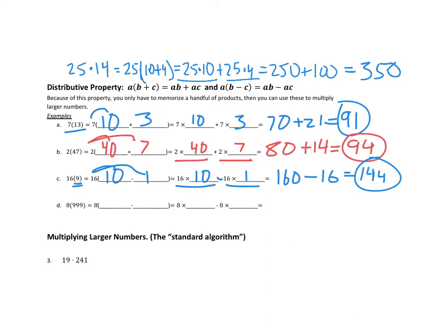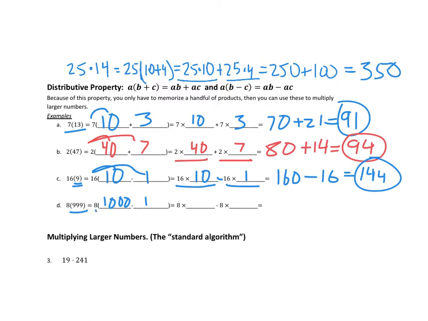Other ways to do it. Well, what about 999? Oh boy, that looks like a tough problem. Well, 999 is really close to a number that is easy to work with, and that's 1,000. 1,000 minus 1 is 999, right?